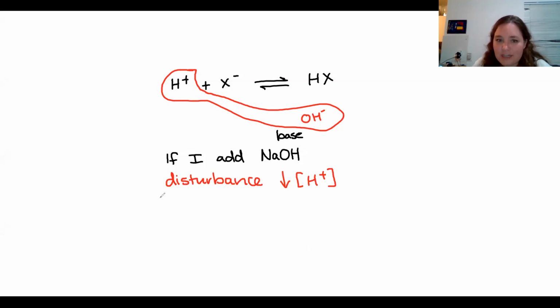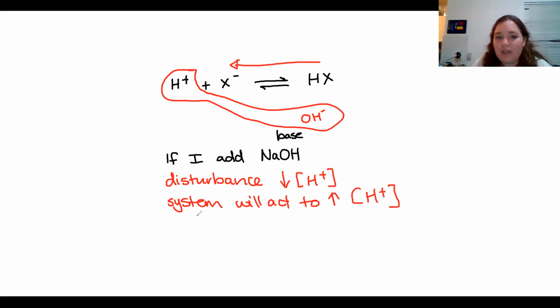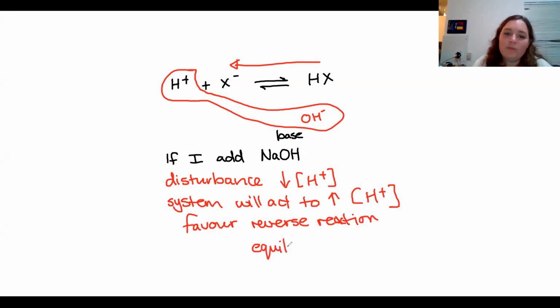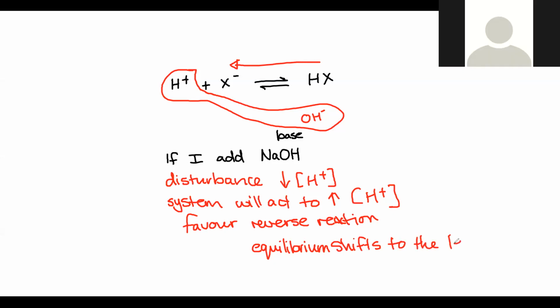So according to Le Chatelier's principle, the system will act to increase the concentration of H plus, which means that it will favor the reverse reaction. And when it favors the reverse reaction, we can also add in here that the equilibrium shifts. Okay, thank you, ma'am. Yeah, that makes sense. Does it make more sense?